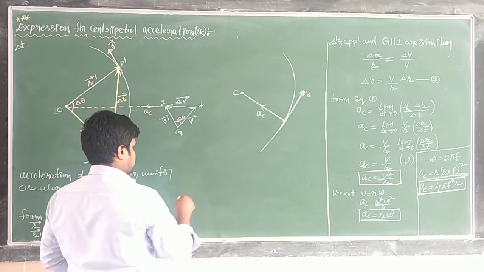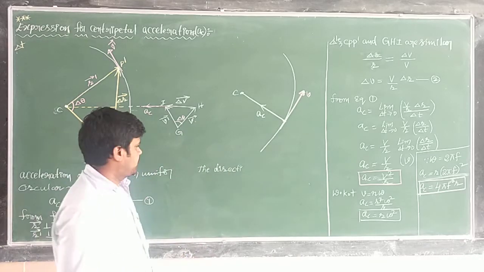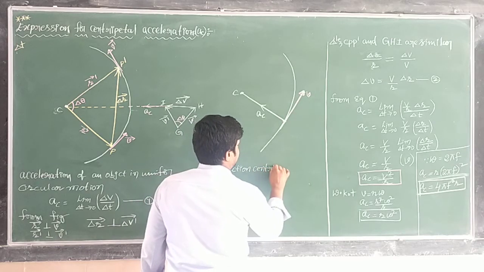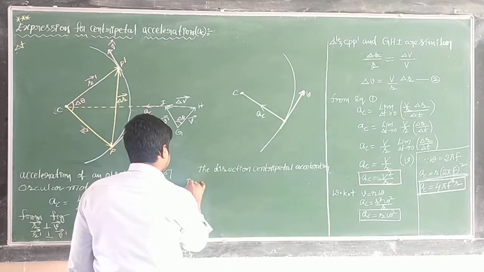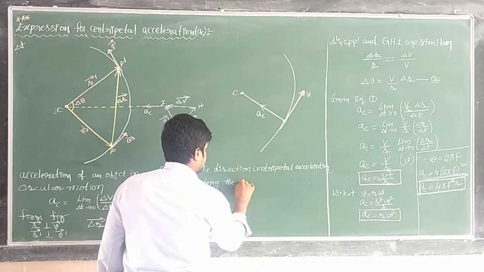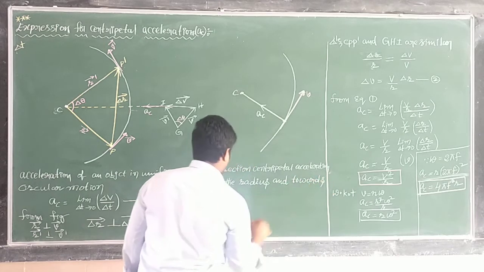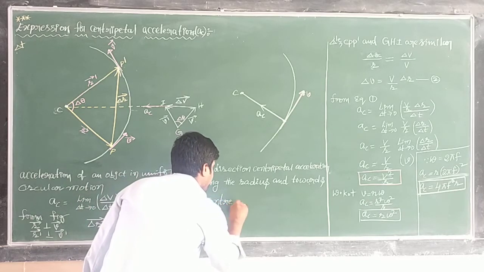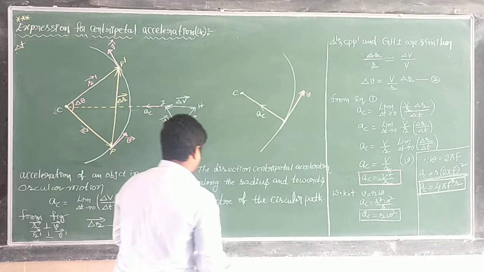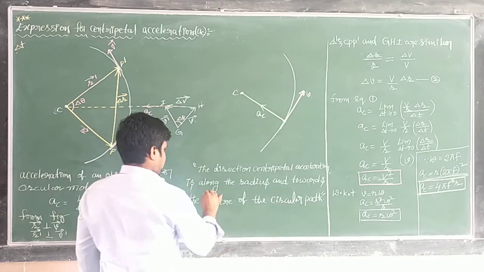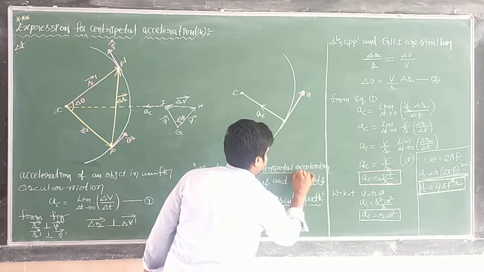Here I am writing, just see, this is the very last step, finally you write: the direction of centripetal acceleration is along the radius and towards the center of the circular path. This is very important.